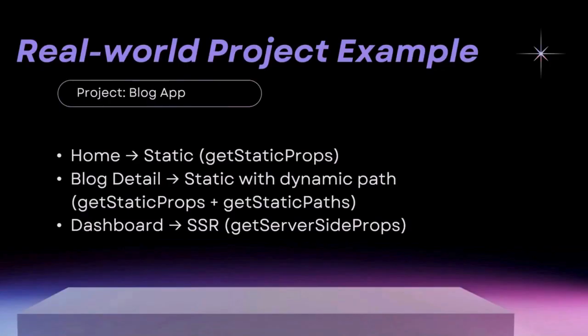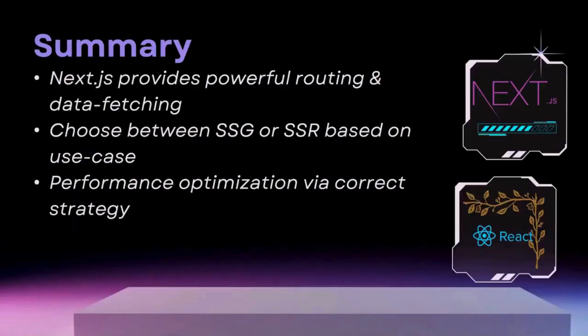Real-world project examples: the home page is static, getStaticProps; blog details are static with dynamic paths, getStaticProps and getStaticPaths; and the dashboard uses SSR. That is for blog projects. Now you can understand the summary. I will summarize: Next.js provides powerful routing and data fetching. Choose between SSG and SSR based on your use cases. Understand? Performance is optimized by the correct strategy.